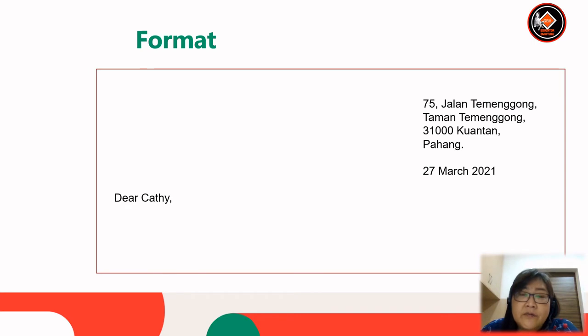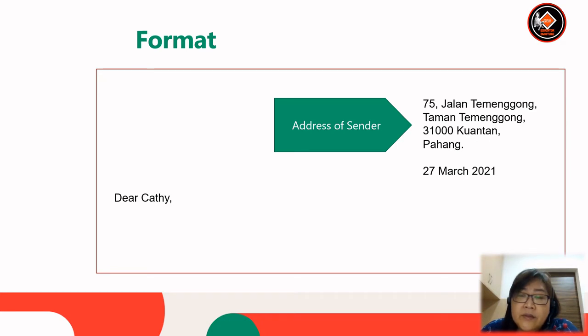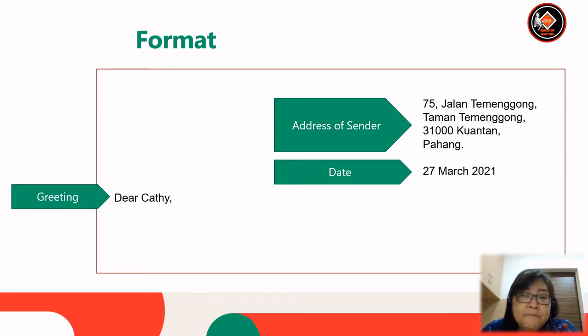So let's look at the format. First one, you have the address of sender. So example here, 75 Jalan Temenggung, Taman Temenggung, 31000, Kuantan, Pahang. And then don't forget the date, 27 March 2021. Then you have the salutation or the greeting, Dear Katie.